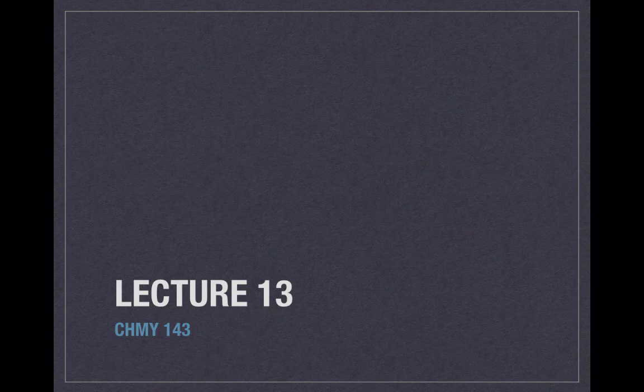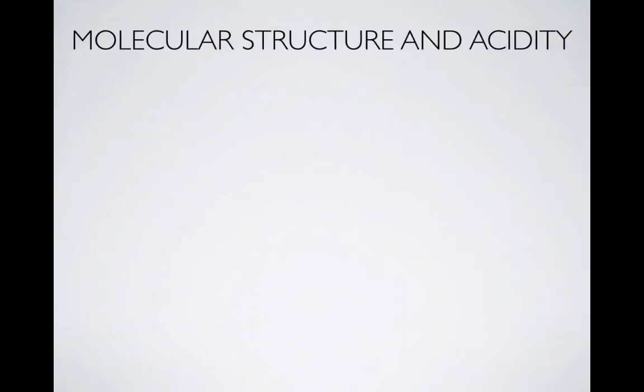Welcome to lecture 13 for Chemistry 143. We're going to start off talking about how molecular structure of our acids affects how acidic a particular compound is. We've got a couple of different types of acids we're going to look at. The first one is an HX acid, or a halo acid. X is generally used to represent a halogen, so a fluorine, chlorine, bromine, or iodine atom there.